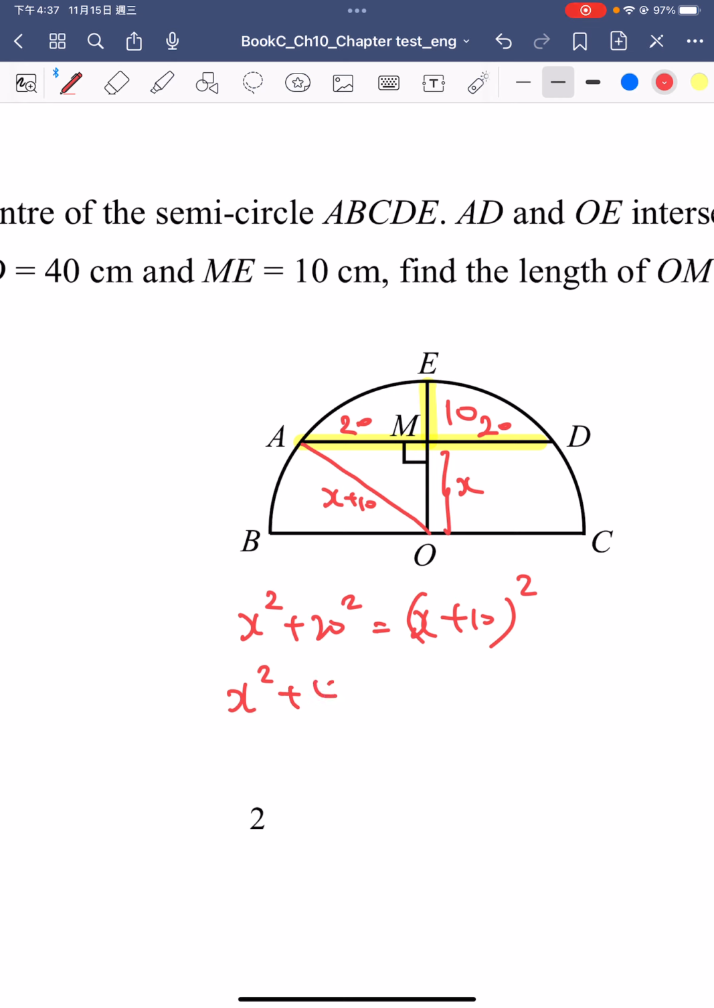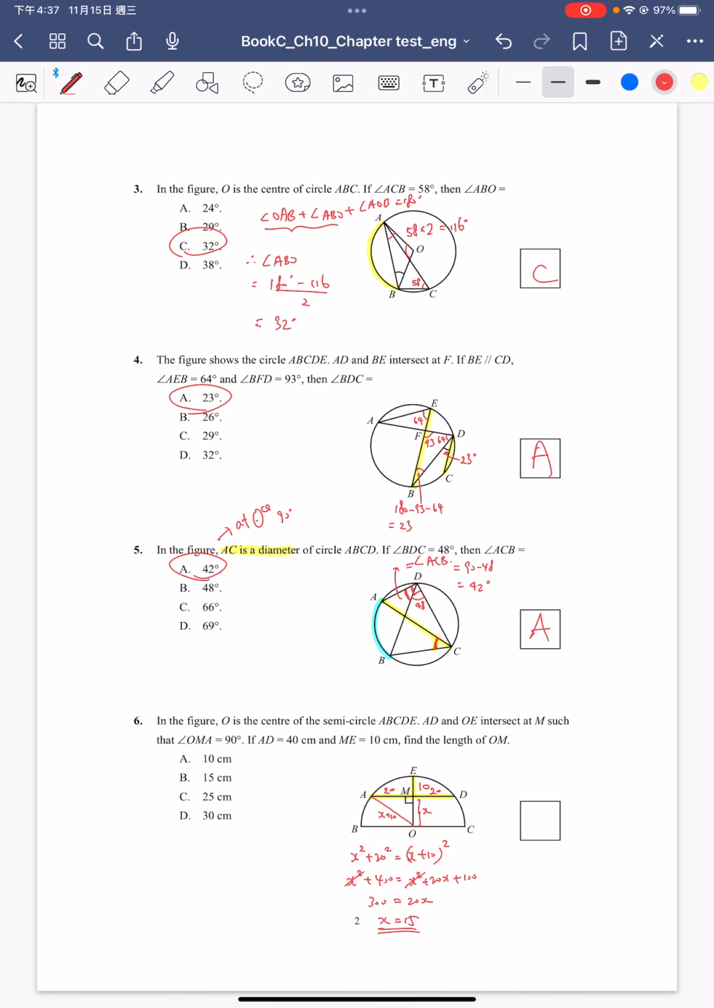Then we have X squared plus 400 equal to X squared plus 20X plus 100. So X squared is gone. Then we have 300 equal to 20X. Then we have X is equal to 15. So now the X is OM, so we have the answer should be B.